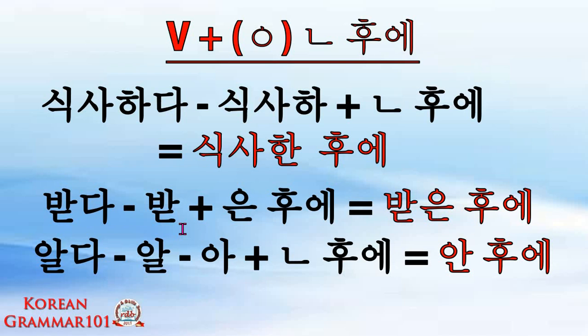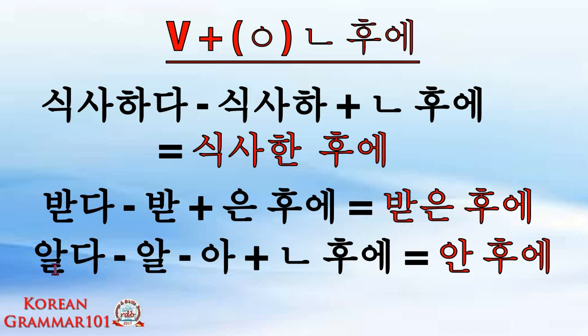So when it ends with a consonant, we will add un huye. So it becomes padun huye. Okay, very simple. Again, from pat plus un huye, just simply add the two words. It becomes after receiving.